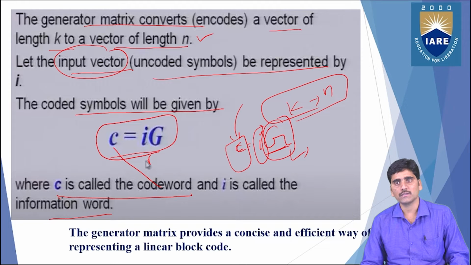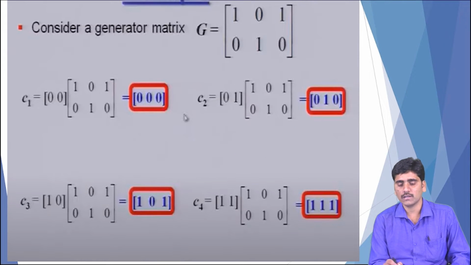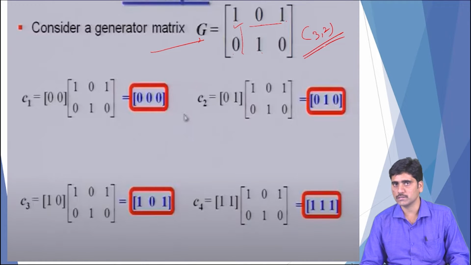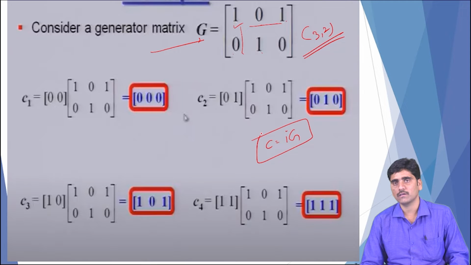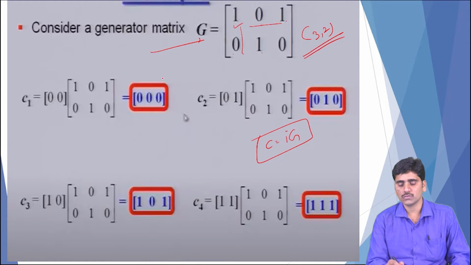And the generator matrix provides a concise and efficient way of representing linear block codes. We'll see how you generate code words with the help of this generator matrix in this example. Consider a generator matrix G equals 1, 0, 1 and 0, 1, 0. This is nothing but a 3 by 2 matrix, with 3 rows and 2 columns. What we need to get is C equals I G. With the help of this formula, we are going to get some codes.